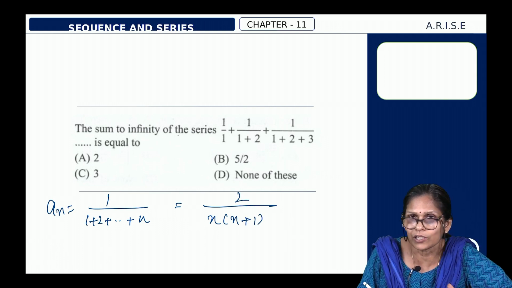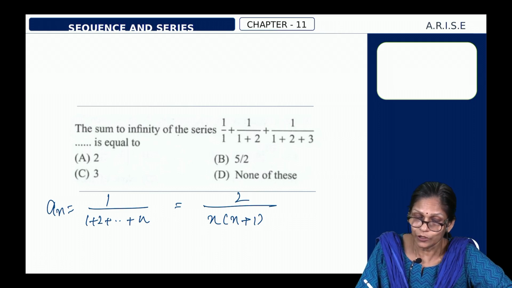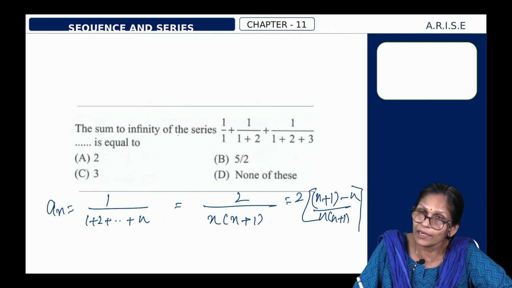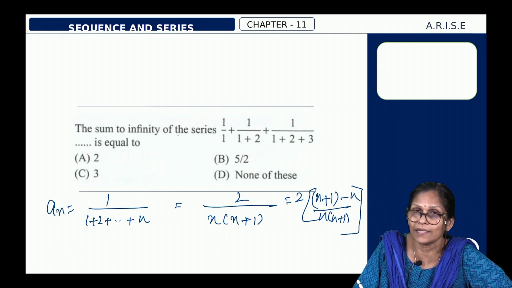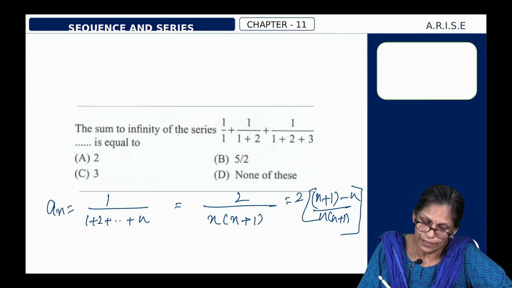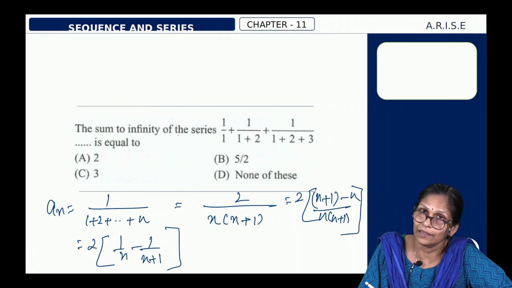Now, we have done in a question before this, like partial fractions, what you can do is the numerator, this 2 you can take out, and the 1 you can manipulate as n plus 1 minus n by n into n plus 1. Why have I written like that? Because these terms that I have introduced in the numerator are the factors of the denominator. So, what is it? 2 into, separate the terms, 1 by n minus 1 by n plus 1. Okay, that is your nth term.